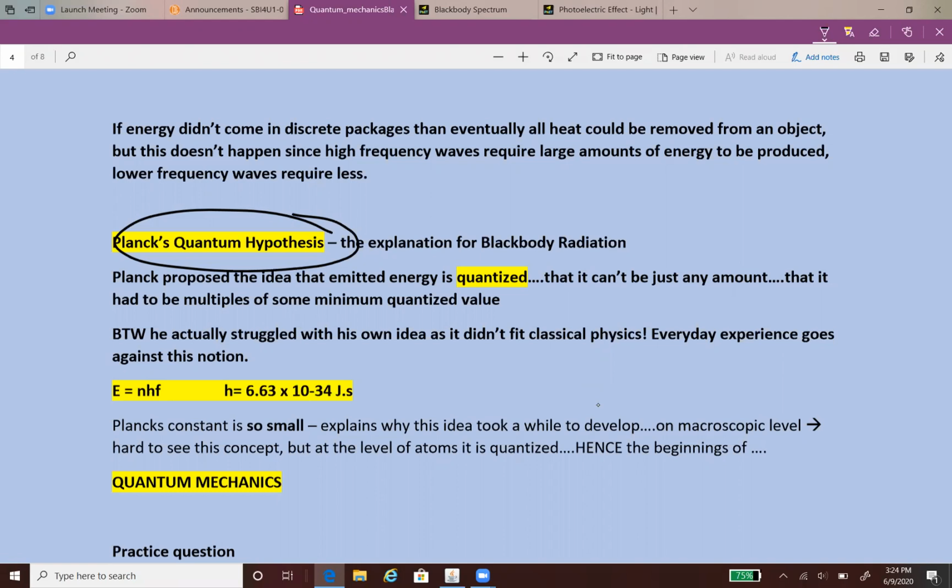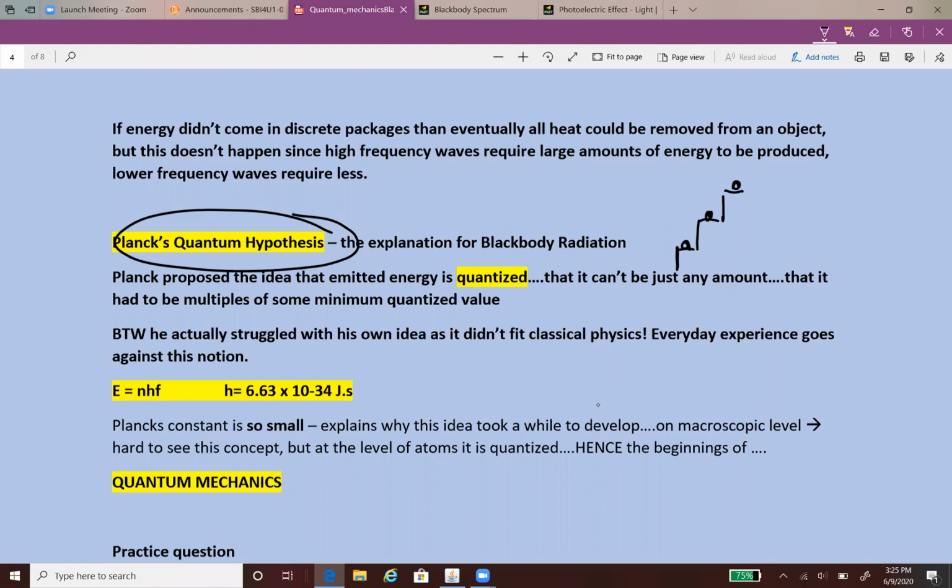Now, think about your everyday experience. Where would you see examples of quantization in everyday experience? So let me give you a visual of what I mean by this. Think of quantization as steps. You can be here, you can be here, you can be here, but you can't be in between the steps.